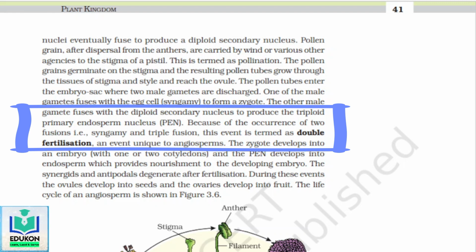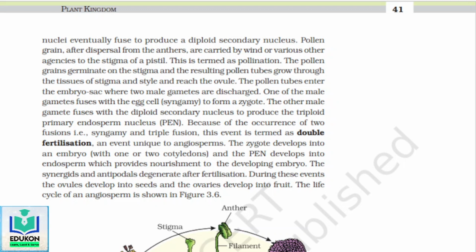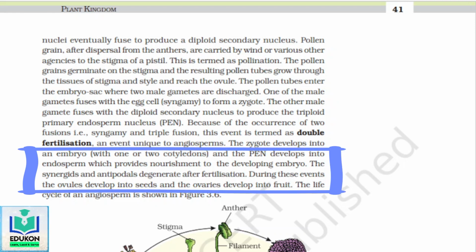Because of the occurrence of 2 fusions, that is syngamy and triple fusion, this event is termed double fertilization. So in double fertilization, you need to remember all these 4 points, which is very important. The zygote develops into an embryo with 1 or 2 cotyledons, and the PEN develops into endosperm, which provides nourishment to the developing embryo. The synergids and the antipodals degenerate after fertilization. During these events, the ovules develop into seeds and the ovaries develop into fruits.